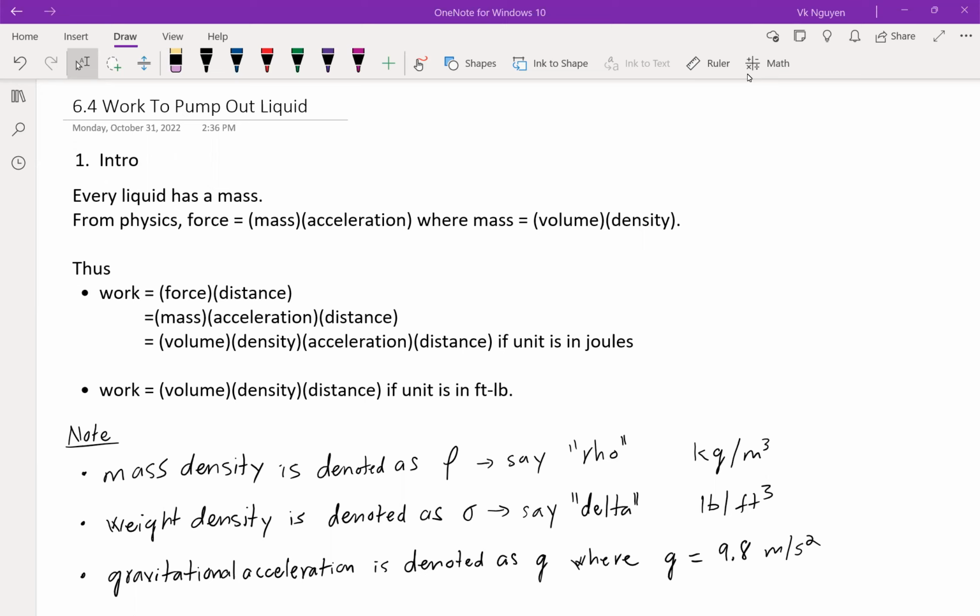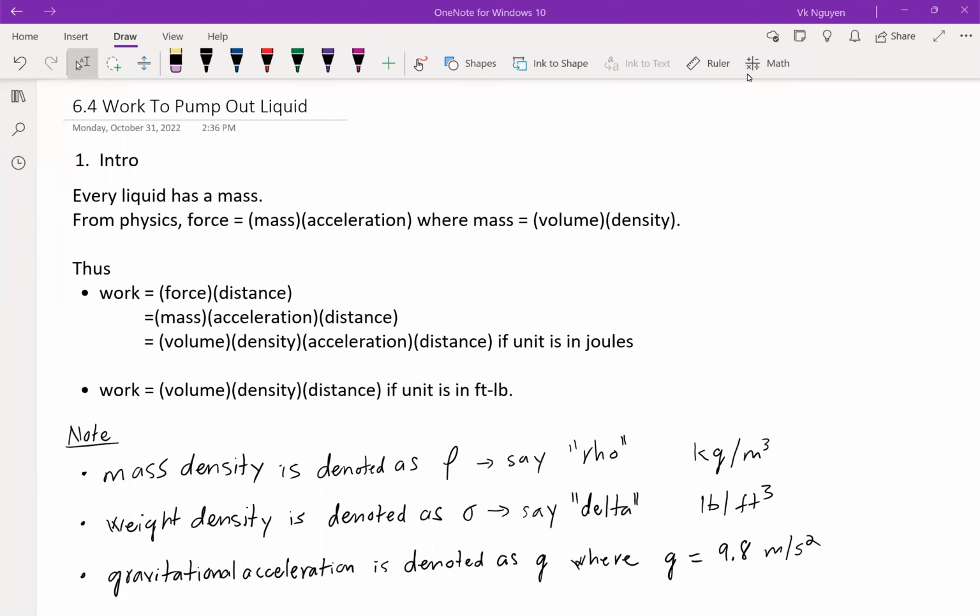Work is force times distance. When we do the substitution for force, we get mass times acceleration. Do the substitution for mass, we get volume times density. So work is volume times density times acceleration times distance. If the unit is in joule, that is the formula. If the unit is in foot-pound, then we have work to be volume times density times distance.